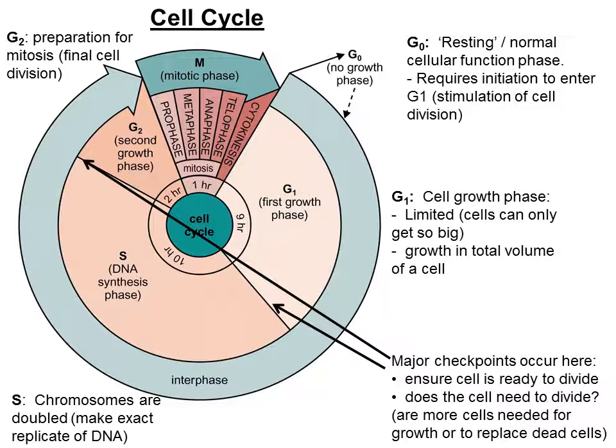So there's some critical checkpoints that are in place to make sure that everything is set up for proper cell division to occur. The most important checkpoint is at this G1 to S transition.